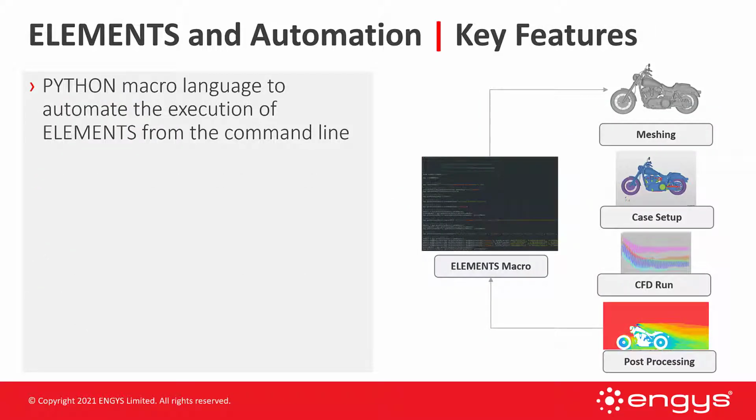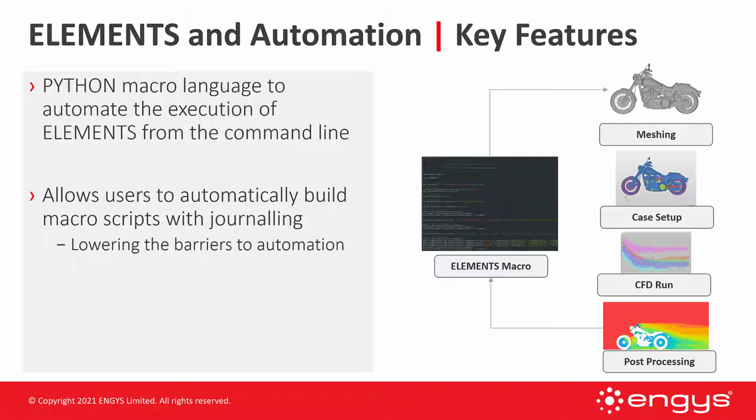In terms of Elements and automation, some of the key features. The Python macro language is used to automate the execution of Elements from the command line. So we'll build these scripts and then we'll execute these scripts from the command line. It allows the user to automatically build macro scripts with journaling. When I say journaling, I mean it's a methodology in which it records the different steps that users take while they're using the graphical user interface, and it writes out the Python script itself for each one of the actions that a user takes.